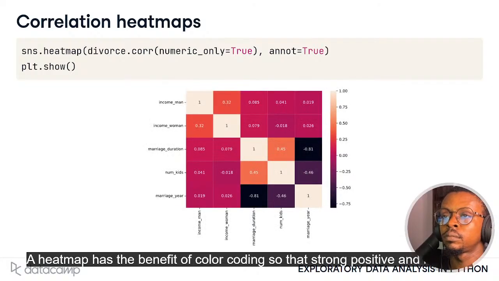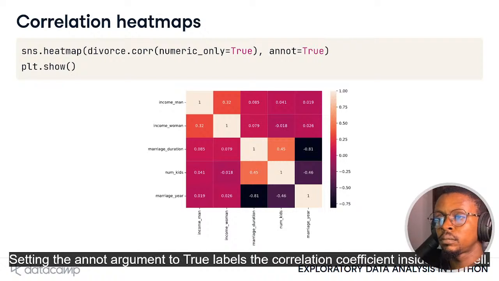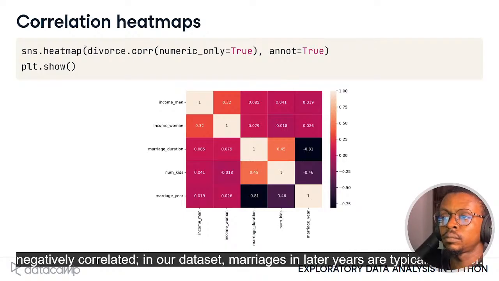A heatmap has the benefit of color coding, so that strong positive and negative correlations, represented in deep purple and beige respectively, are easier to spot. Setting the annot argument to True labels the correlation coefficient inside each cell. Here, we can see that marriage year and marriage duration are strongly negatively correlated. In our dataset, marriages in later years are typically shorter.